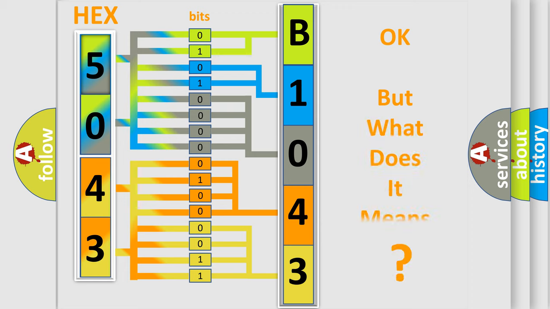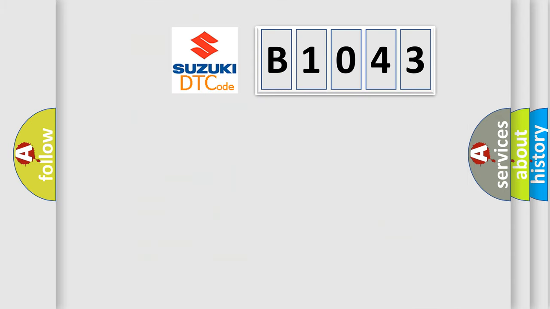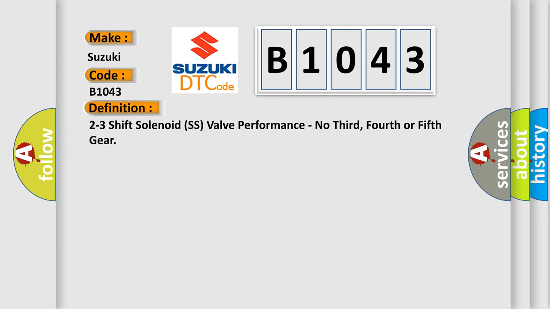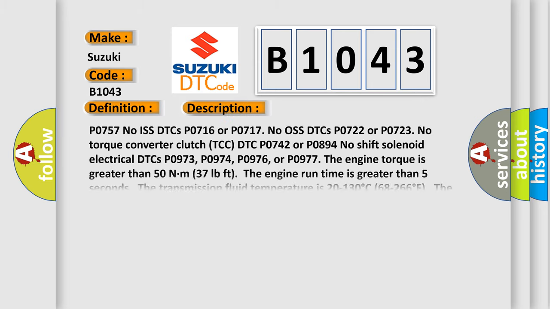The number itself does not make sense to us if we cannot assign information to what it actually expresses. So, what does the diagnostic trouble code B1043 interpret specifically for Suzuki car manufacturers? The basic definition is 2-3 shift solenoid SS valve performance, no 3rd, 4th or 5th gear. And now this is a short description of this DTC code.